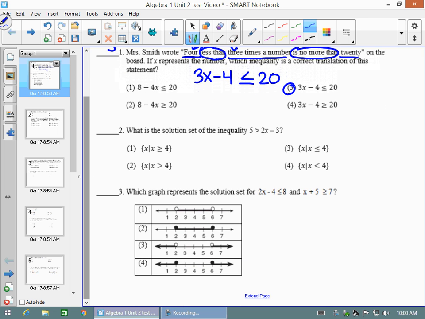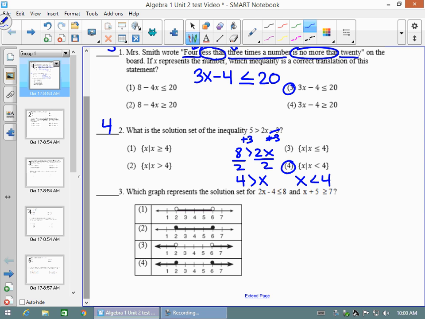Number 2, what is the solution set of the inequality? So we need to solve for x. I'm going to start by adding 3 to both sides. I get 5 plus 3, so 8 is greater than 2x. Divide by 2, divide by 2. 4 is greater than x, or I can read this as x is less than 4 if I read it with x on the left. Either way, you should have gotten choice 4.